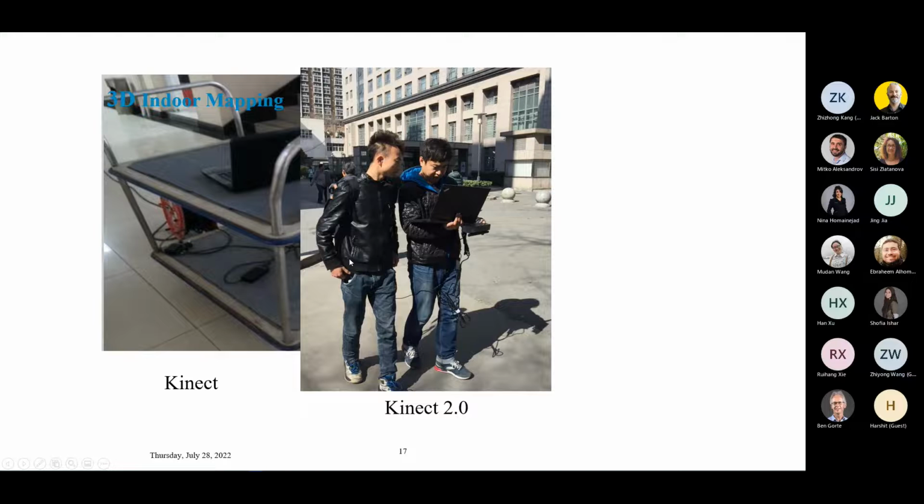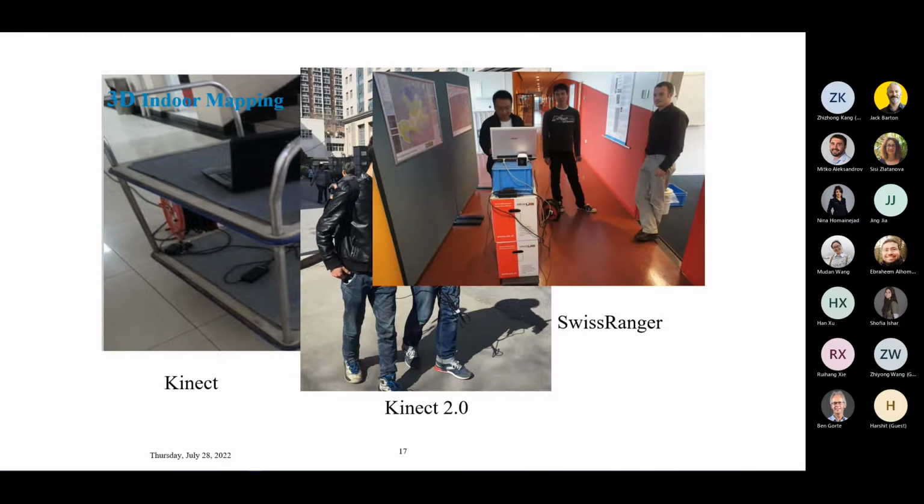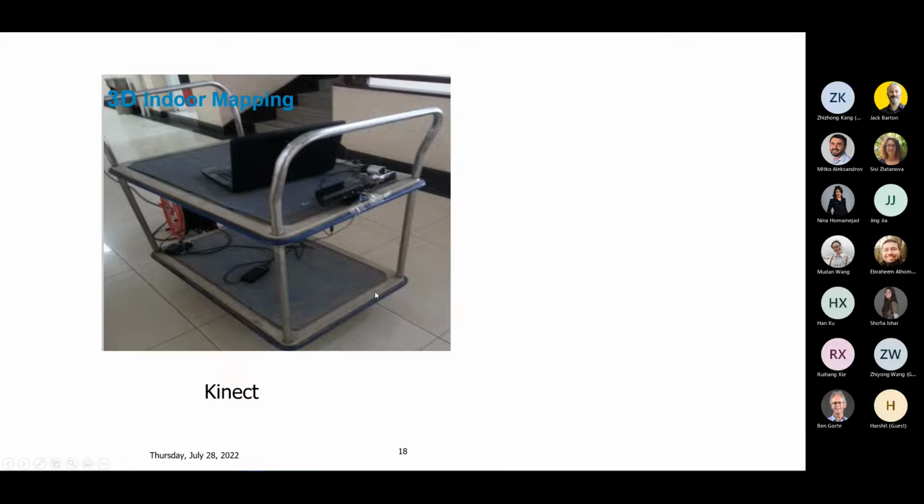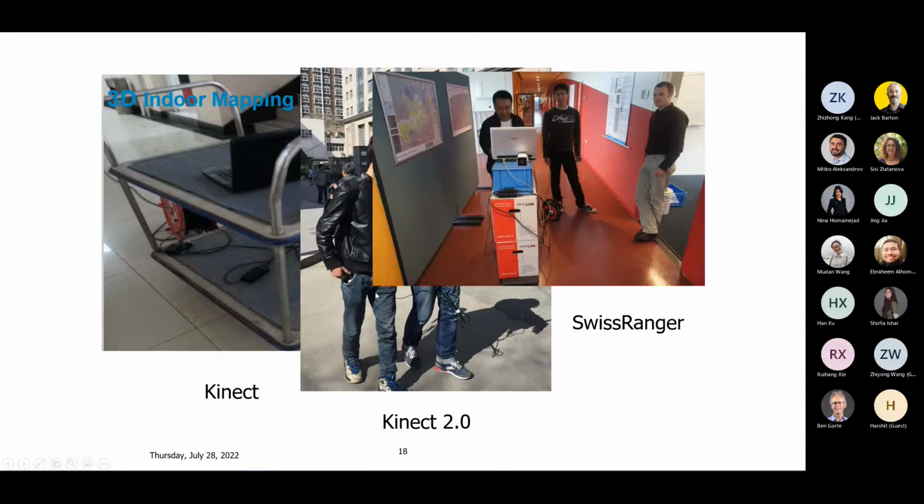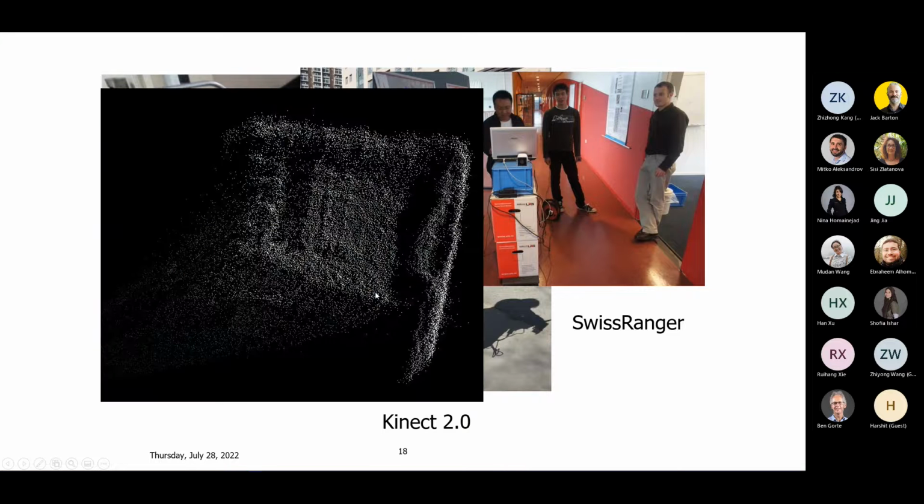The Kinect 2, and also next, the Swiss Rangers, which I used in Delft a couple of years ago. So different sensors will provide different quality point clouds.